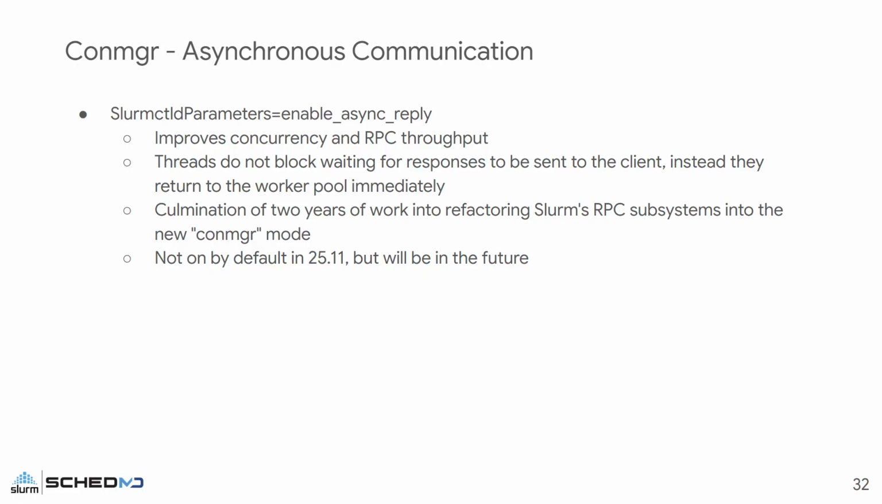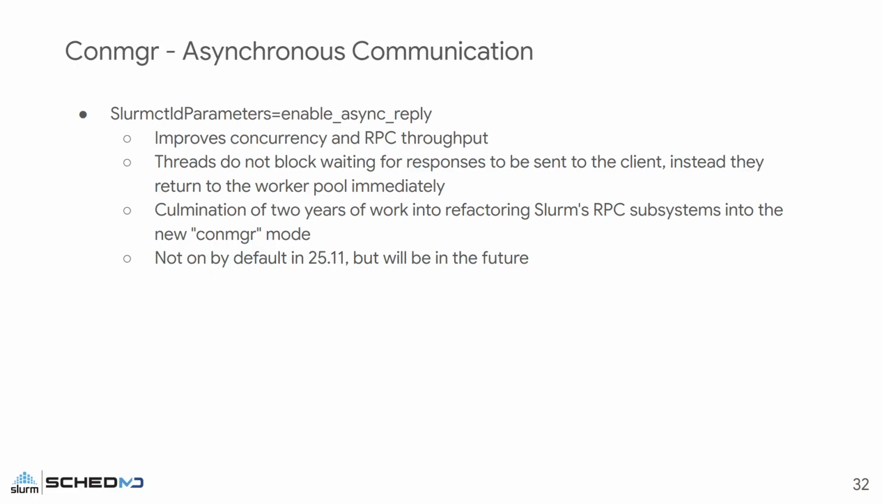The connection is still monitored by the Conmgr subsystem, so if there is a communication issue, we will catch that and then do any appropriate cleanup. But this unblocks the individual communication worker threads to return to the worker pool and start processing other RPC traffic much more immediately. This is the culmination of years of work refactoring a lot of the RPC subsystems.